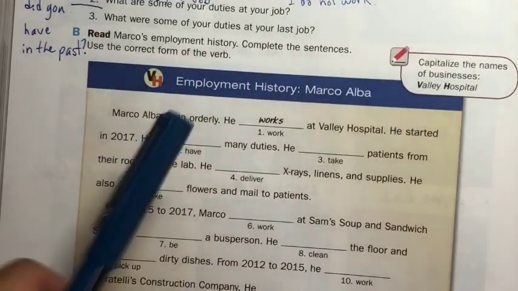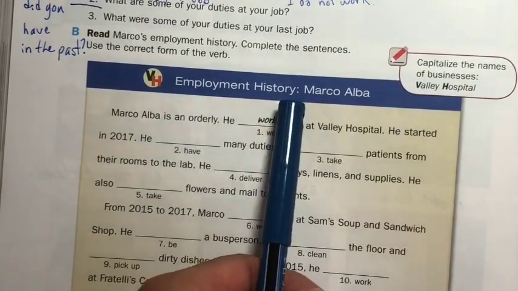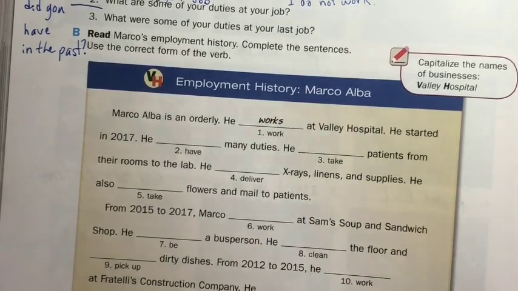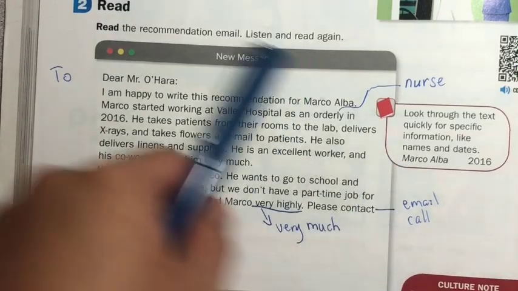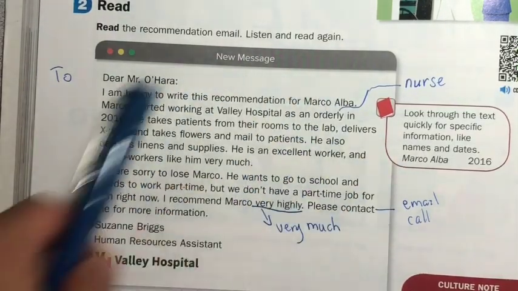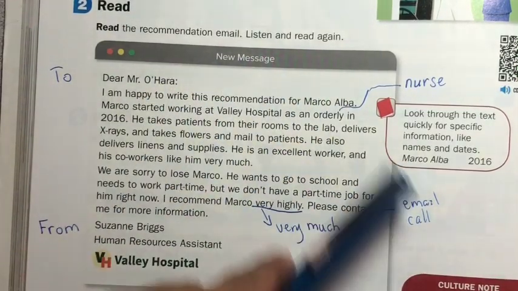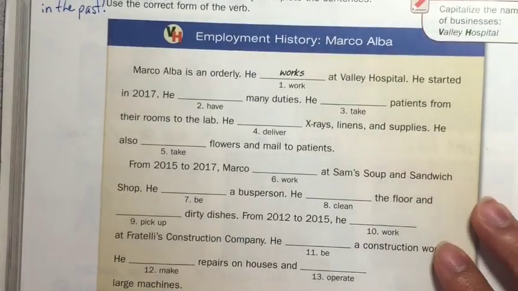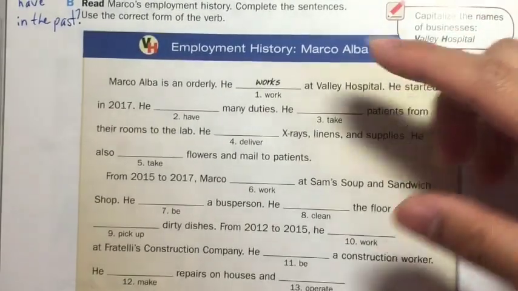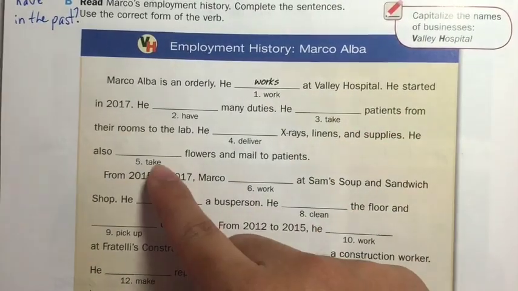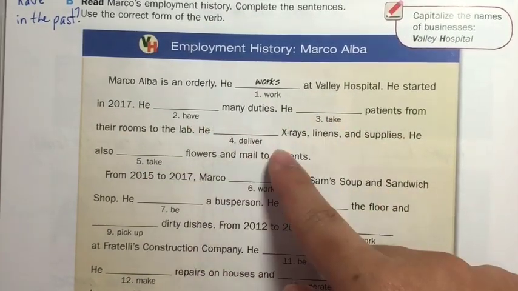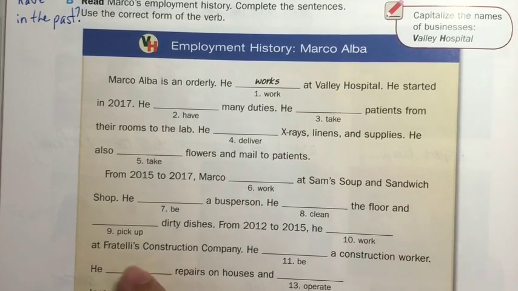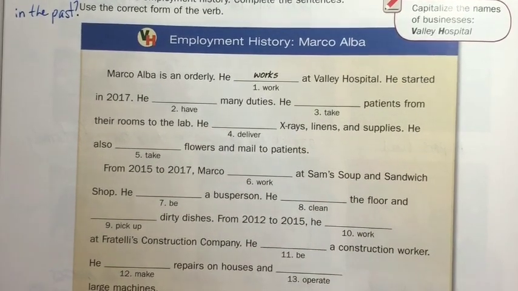Okay, so now we're looking at the employment history of Marco Alba. Marco Alba is the person in the last recommendation email. Okay, so we have to write the correct form of all of these verbs. These are all verbs in the blanks.